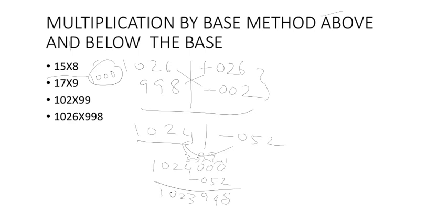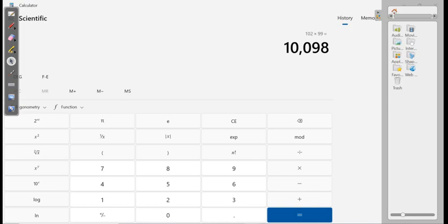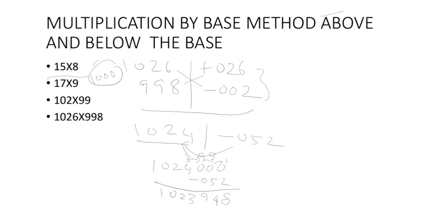Let me check it with 1026 into 998. The answer is 1023948. Thus, we have given here the multiplication faster tricks.